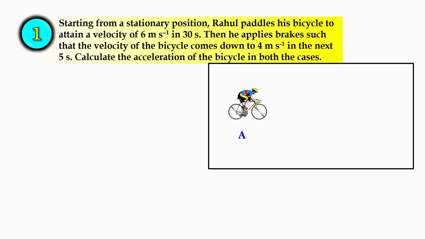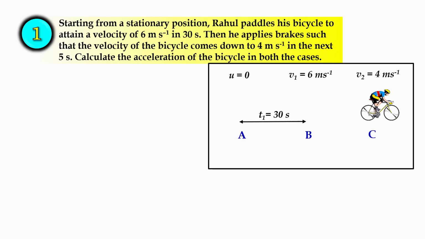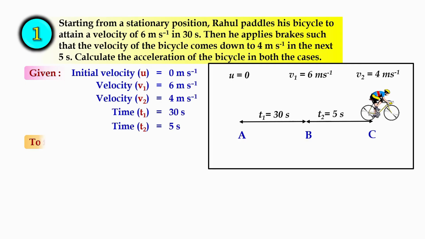First, let us write the given values. The initial velocity is 0 meters per second since Rahul starts from rest. The first velocity is 6 meters per second. The second velocity is 4 meters per second. The time taken to reach 6 meters per second is 30 seconds. The time taken during braking is 5 seconds. We need to find 2 accelerations, which we call a1 and a2.